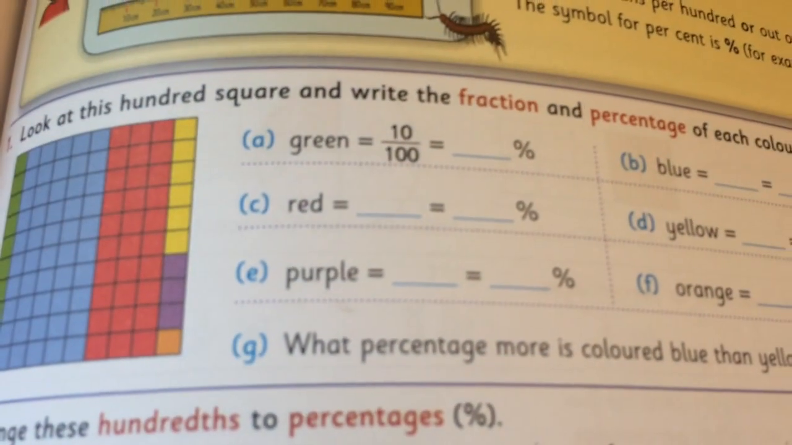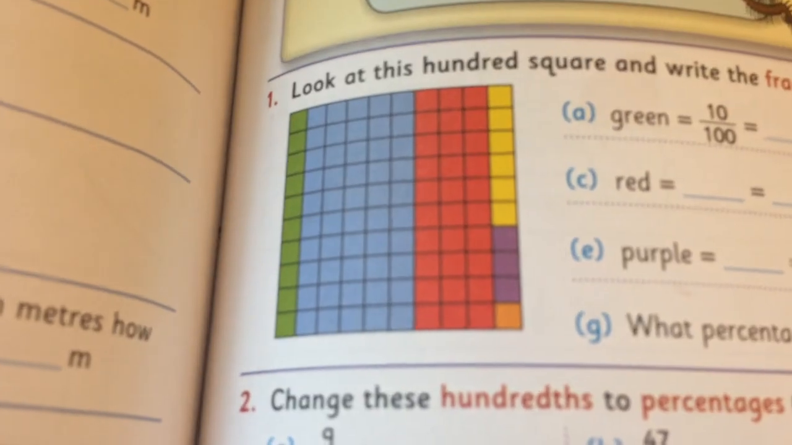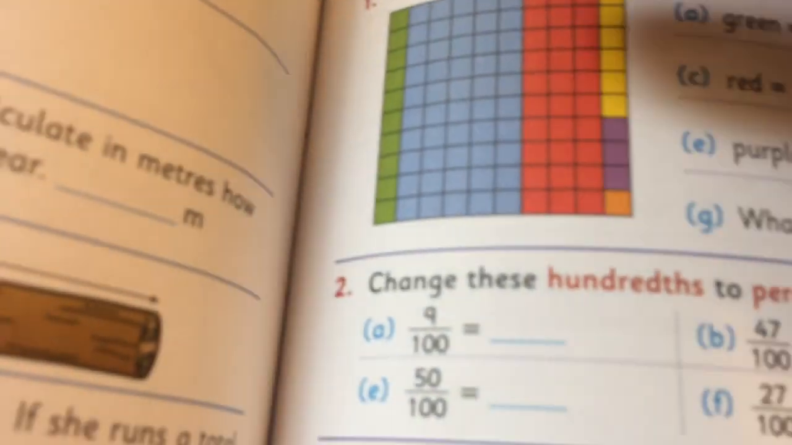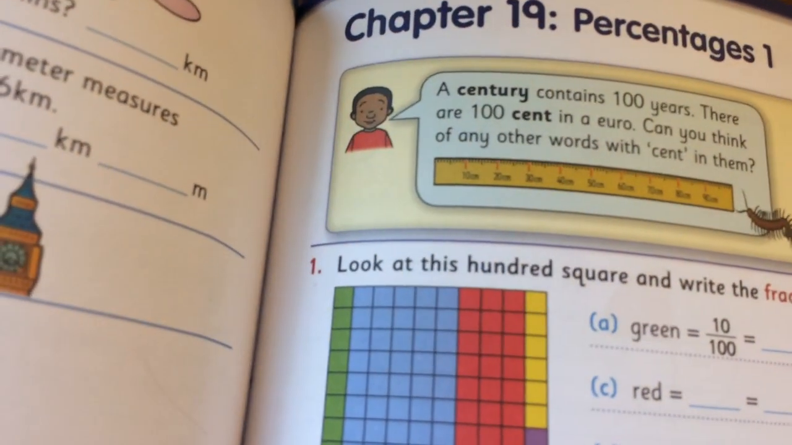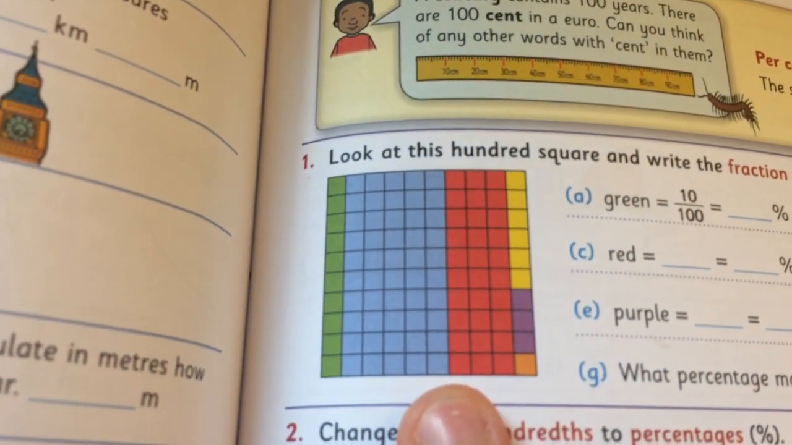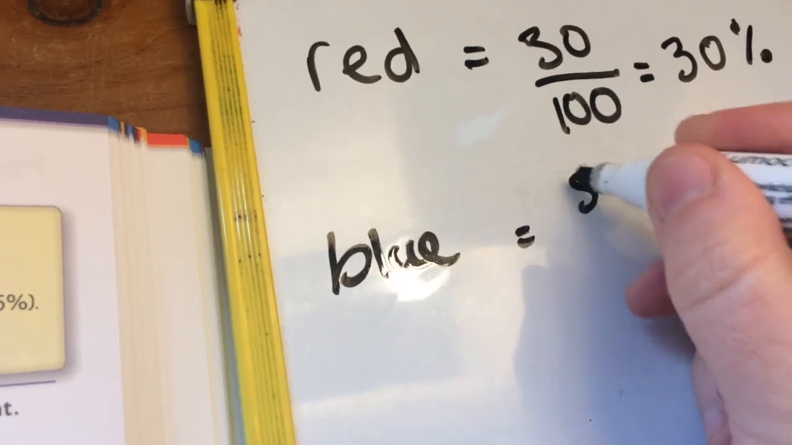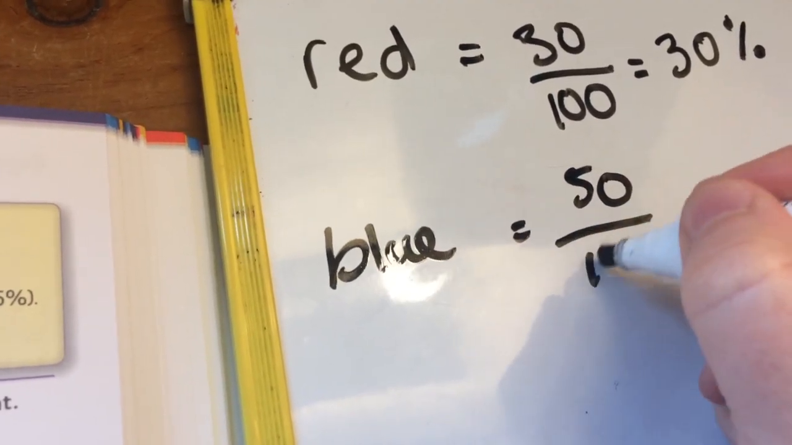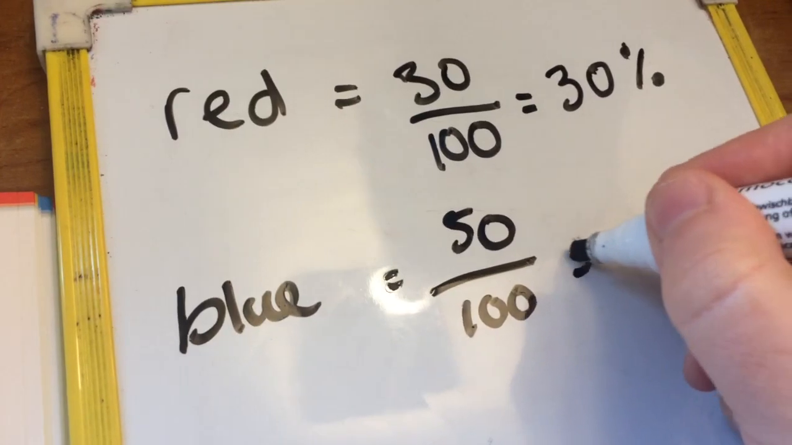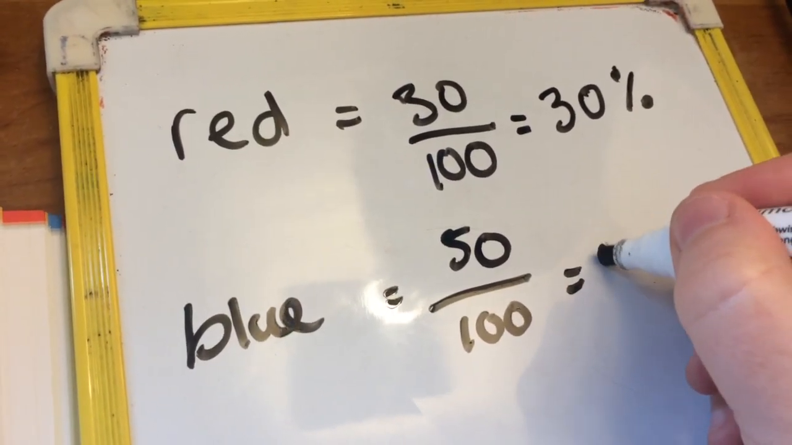Let's look at the next question, or we'll look at B, sorry. So B is the blue. So let's go over here now and count how many blue squares we have. We know that in each long line there's 10. So let's see, we have 10, 20, 30, 40, 50. So for blue, we have 50 squares out of 100. So what's that then in percentages? It's out of 100, so it's just 50%.